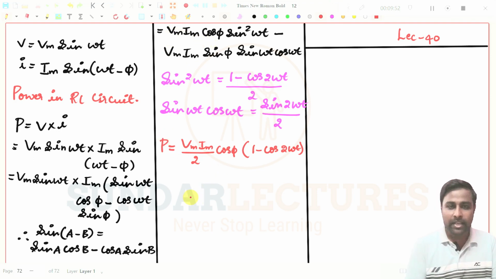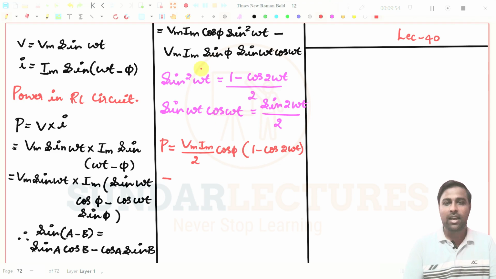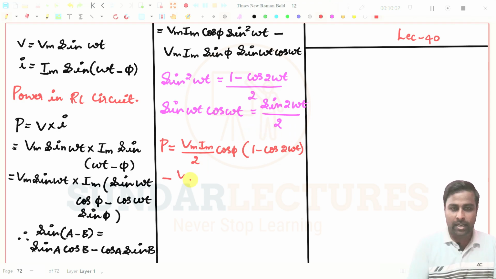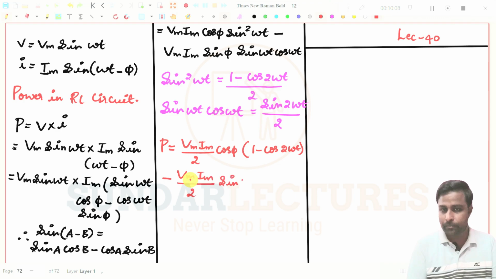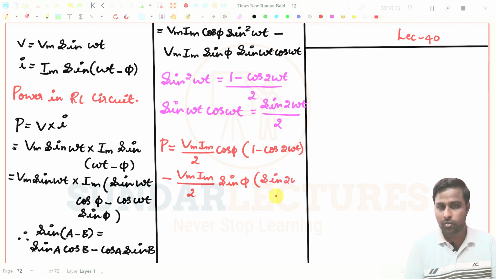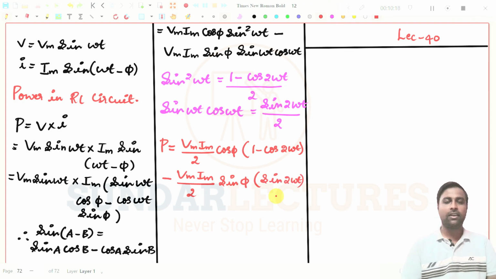Right? Next one, minus, and I need to write this expression now. In this also I have a 2 here. So here Vm Im divided by 2, sin pi is there, into this term, sin 2 omega t. This is the final power expression.